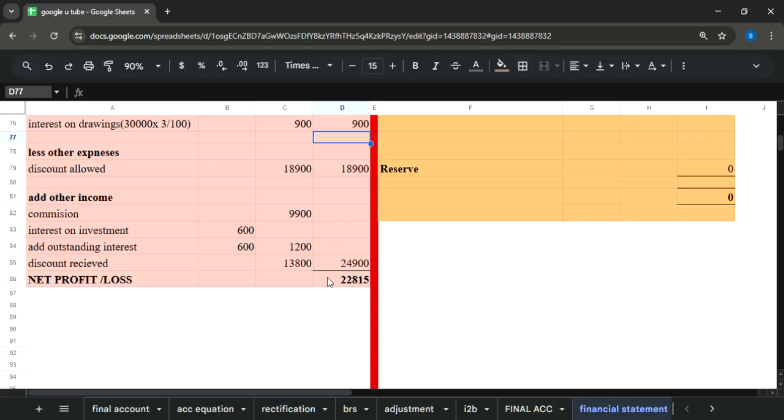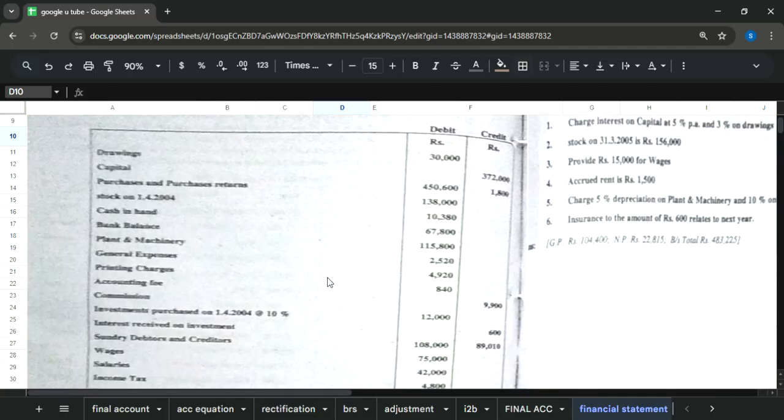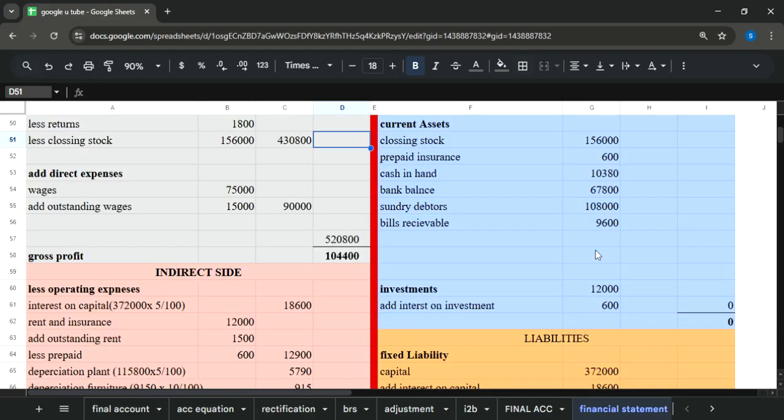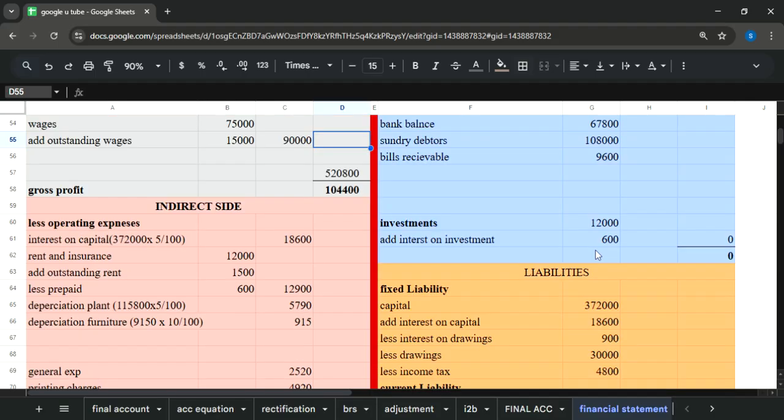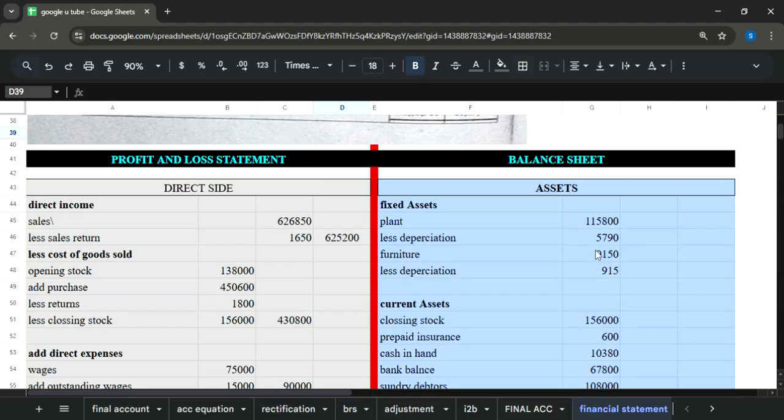22815, and the answer which is written is also 22815. For any accounting student, the most enjoyable moment is when you have a long question and you have calculated, and your answer is matched. That would be considered your happiest moment. So 2 parts out of 4 have been completed.